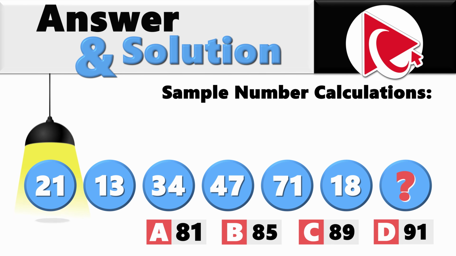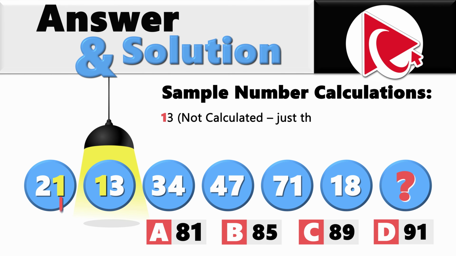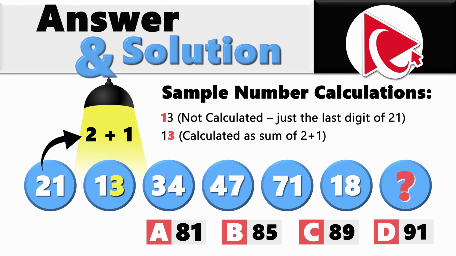So the first number is 21, it is given, but the second number is 13. And digit 1 here is not calculated, it's just the last digit of the 21. But the digit 3 in 13 is calculated as the sum of 1 plus 2.